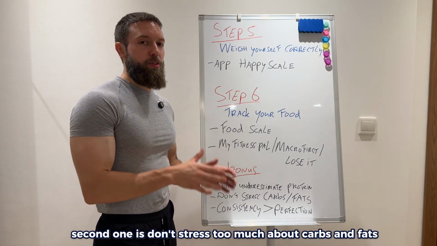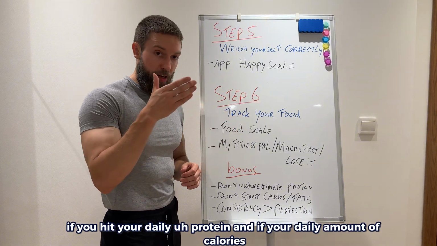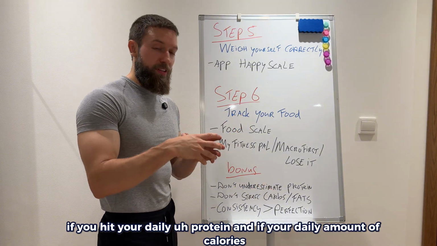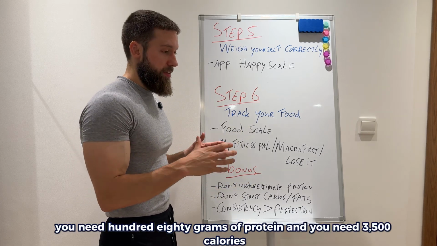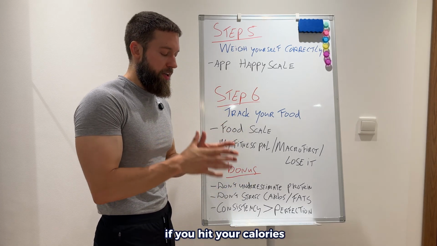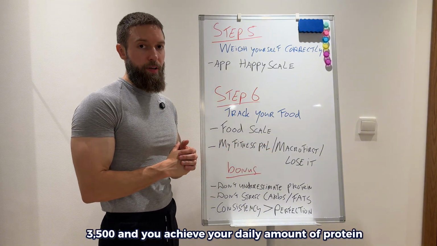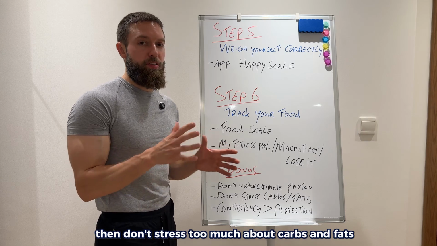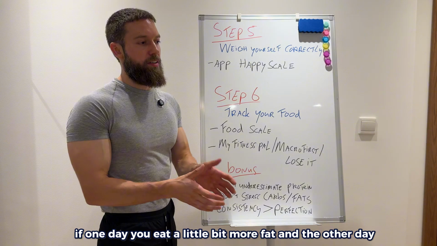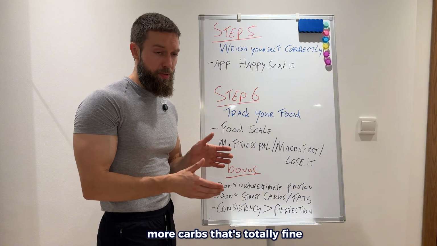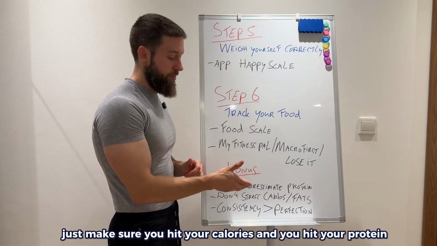Second one is don't stress too much about carbs and fats. I mean, if you hit your daily protein and your daily amount of calories, so for example, you need 180 grams of protein and you need 3,500 calories. If you hit your calories, 3,500, and you achieve your daily amount of protein, then don't stress too much about carbs and fats. I mean, it's not a problem if one day you eat a little bit more fat and the other day you eat a little bit more carbs. That's totally fine. Just make sure you hit your calories and you hit your protein.